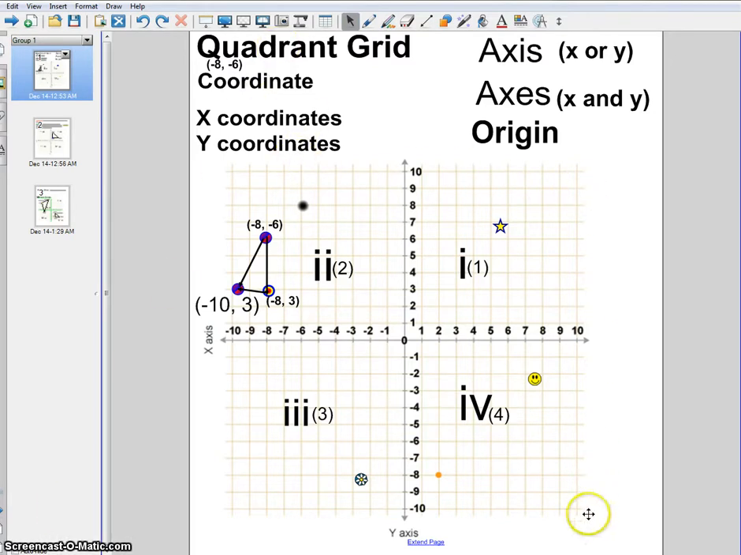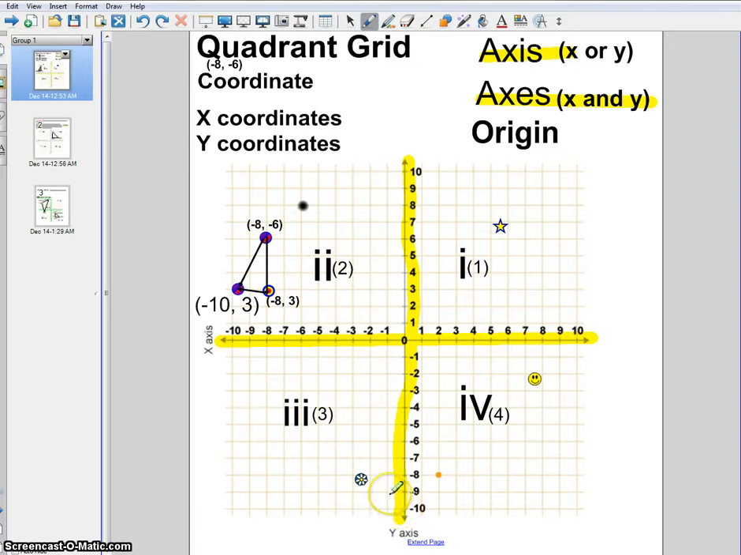What you see over here that I'm outlining is all a quadrant grid. And let's study some vocabulary right now. It is made up of two axes: the x-axis, that's the singular form of axes, and the y-axis.